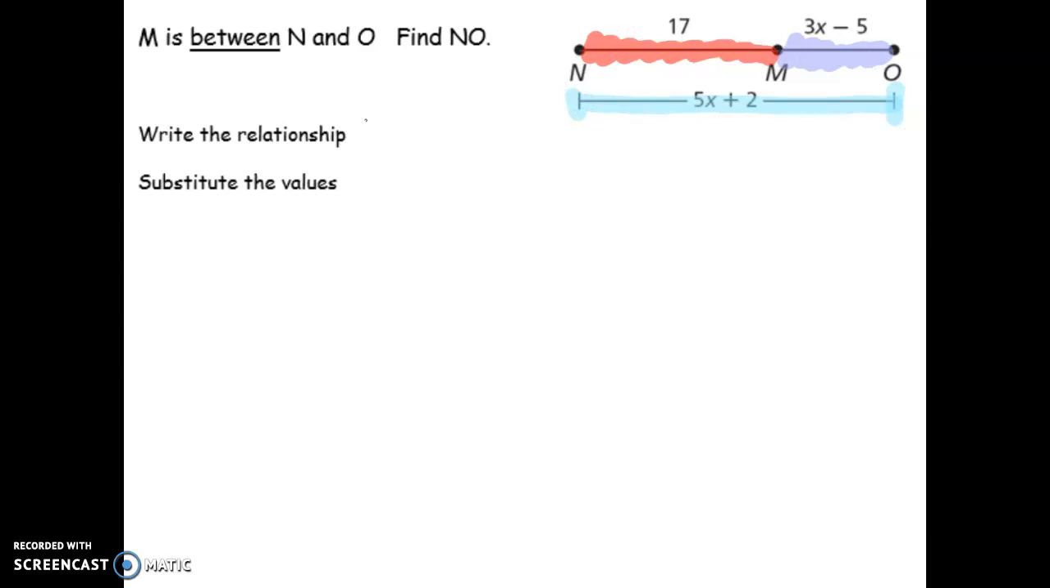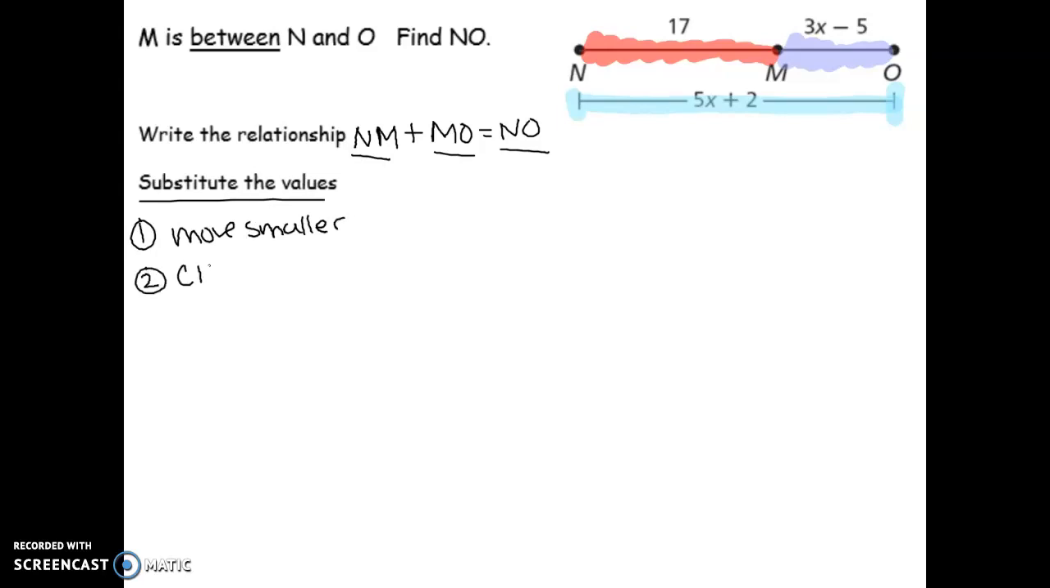So if we were to write the relationship, we would say, well, NM plus MO is equal to NO. Luckily for us, we have values for NM, we have values for MO, and we have a value for NO, so we can actually substitute all those values in order for us to get an equation. Remember, move the smaller x, and then combine like terms, and then solve for x.